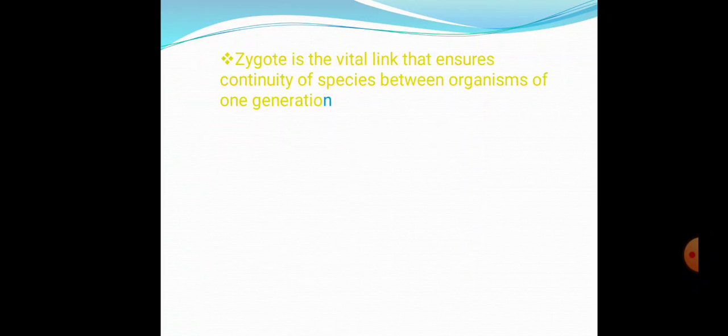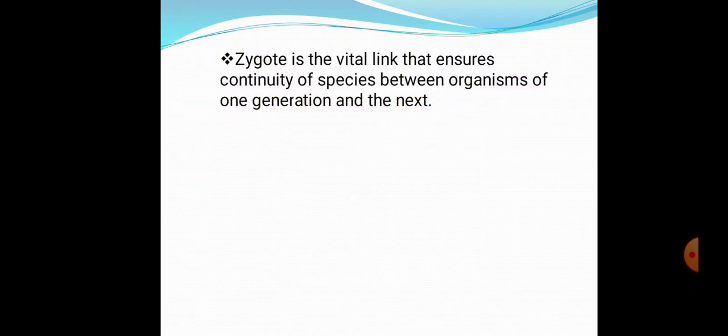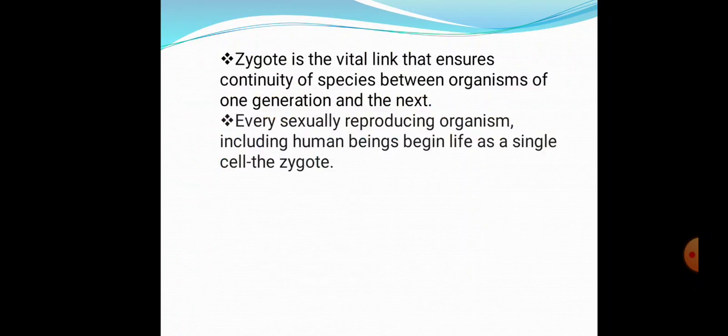Zygote is said to be the vital link that ensures continuity of species between organisms of one generation and the next. Every sexually reproducing organism, including human beings, begins life as a single cell, that is the zygote. The next step in the post-fertilization events is the formation of the embryo, that is called embryogenesis. Embryogenesis refers to the process of development of the embryo from the zygote.